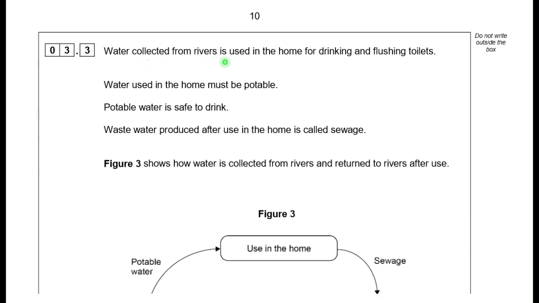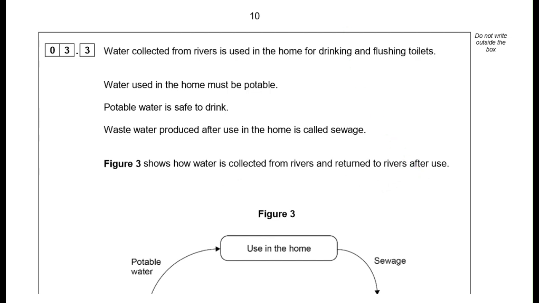Water collected from rivers is used in the home for drinking and flushing toilets. Water used in the home must be potable. Potable water is safe to drink. Wastewater produced after use in the home is called sewage. Figure 3 shows how water is collected from rivers and returned to rivers after use.